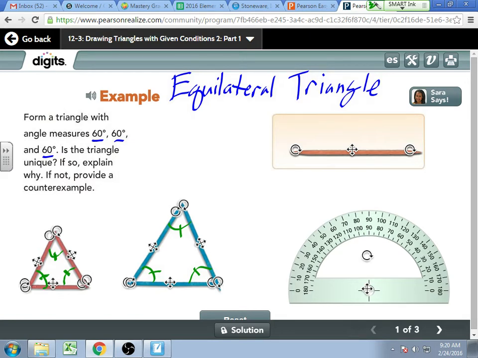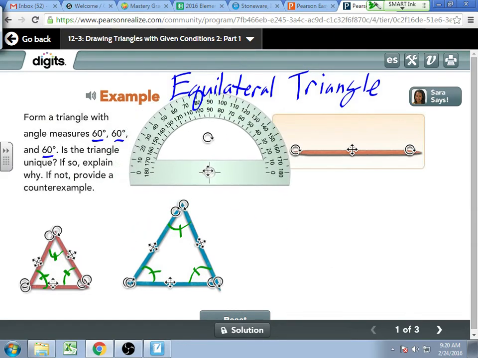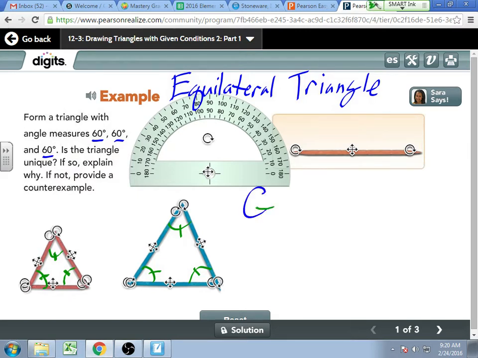Could I use my bigger line here and make another triangle? Yeah. Could I take boards that are all 8 feet long and make another triangle that has 60, 60, 60? Mm-hmm. So the rule that we want to write down here is, when given 3 angles, there we go. Given 3 angles, how many triangles could we make? Yeah, we could make infinitely many triangles.